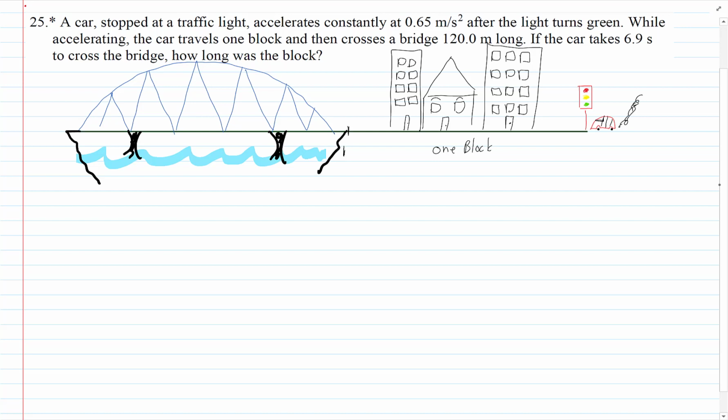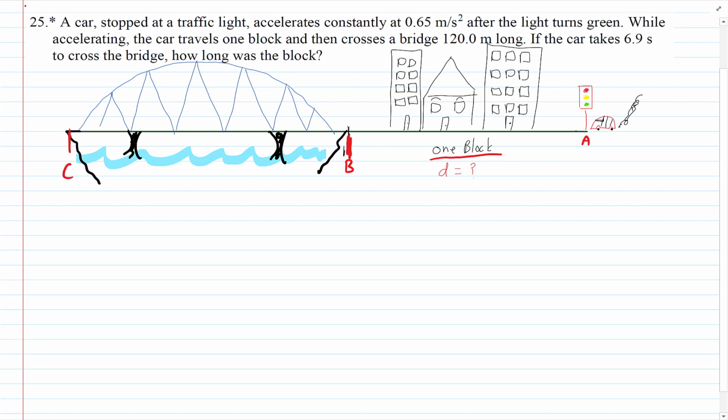So here it is. A car stopped at a traffic light, then accelerates at 0.65 meters per second squared as the light turns green. So it accelerates at a constant rate. While accelerating, the car travels one block and then crosses a bridge 120 meters long. If it takes the car 6.9 seconds to cross the bridge, how long was that one block beforehand? The one block beforehand from A to B is what we're trying to find out. There's point C on the other side of the bridge, but we want to know this distance.